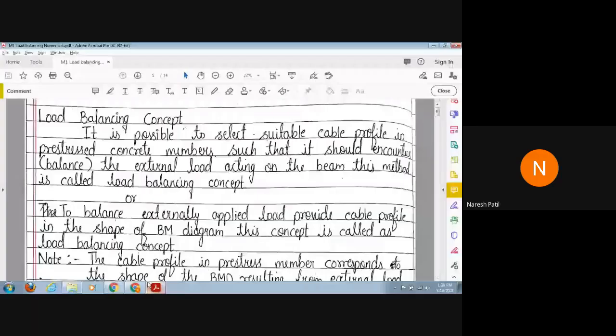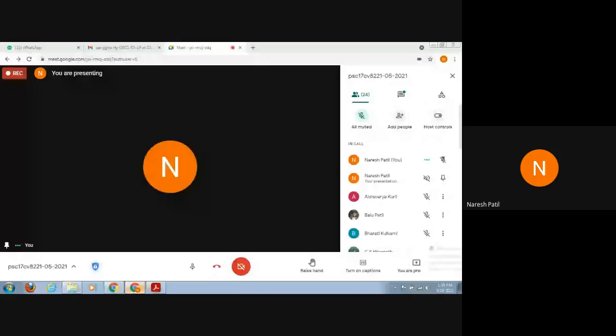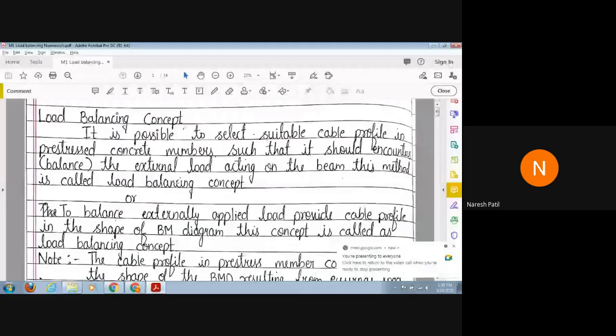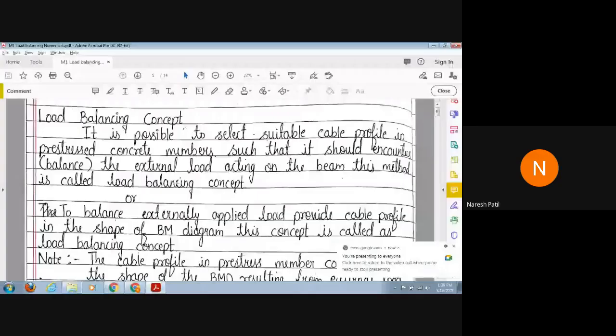So here now, the next is the load balancing concept. Here, it is to balance the external load, or resist the external load. So that's what is called the load balancing concept, but with a different pattern or a different concept. Okay, so now I'll come to that.